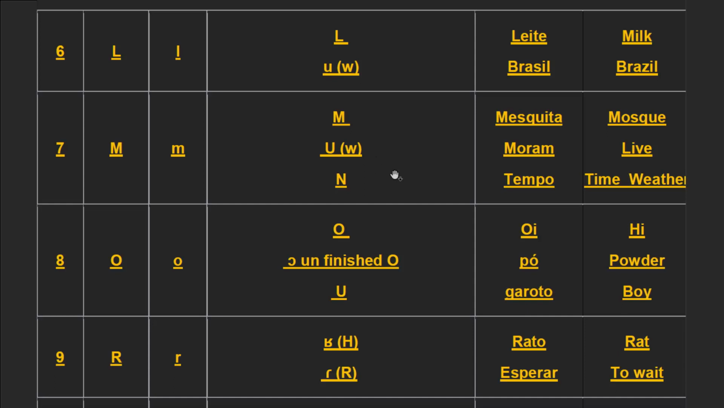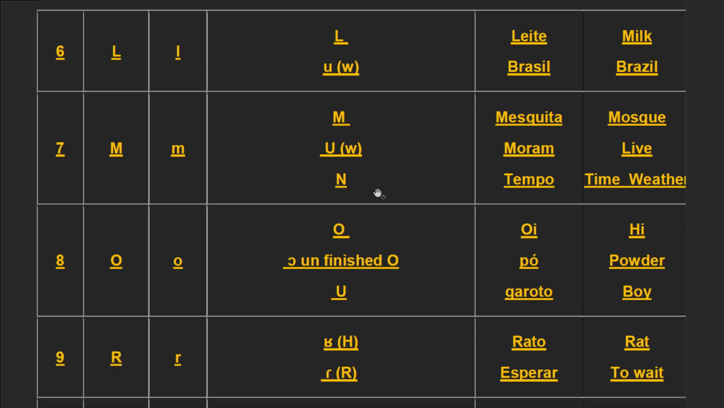The second pronunciation for this letter is pronounced as W or U in Portuguese. The example that we have here is the verb "you live", which means in Portuguese moram, moram. The third pronunciation for letter M is pronounced like a light N in English.